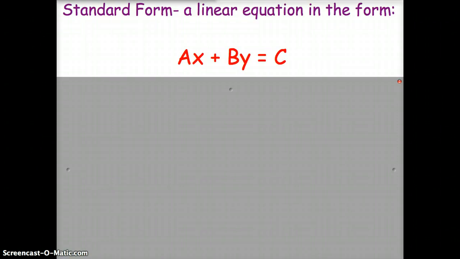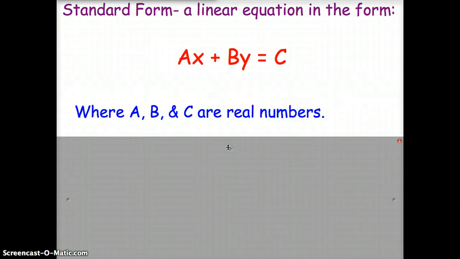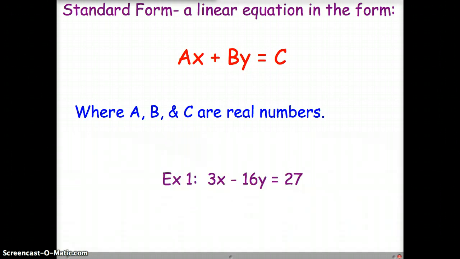First piece of information we need to know, standard form. A linear equation in the form ax plus by equals c is called standard form. A, B, and C all have to be real numbers. For example, 3x minus 16y equals 27. That would be an equation in standard form.